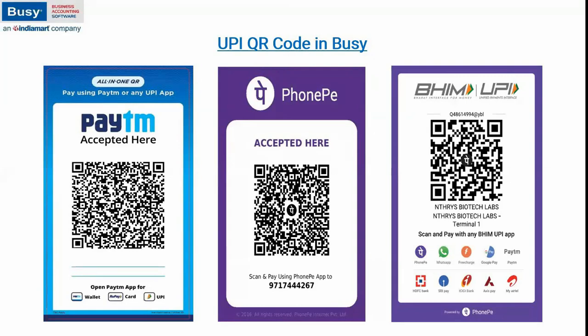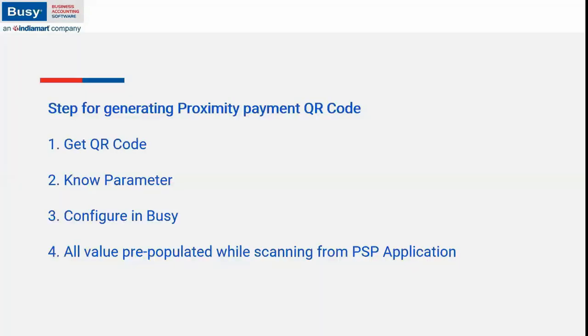We know that Paytm, PhonePe, Google Pay, BHIM application, etc., many payment gateway applications are available in the market. If you want to configure the payment QR in Busy, first you decide which QR code is required. Suppose you require the PhonePe QR code, you have to download the QR code image or QR code in your PhonePe application.